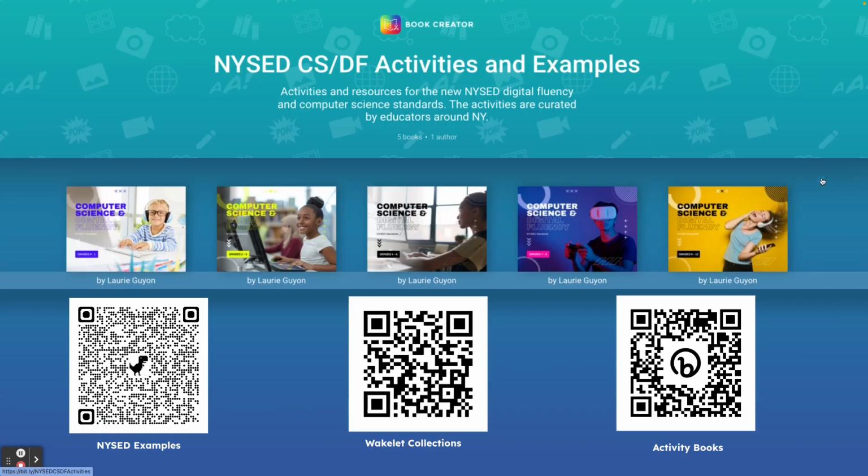On this page, you're going to see a lot of resources. The first QR code is going to take you out to the New York State Education Department examples. These were put together by educators across the state as ways to cover the standards. The center one is the Wakelet collection with a lot of resources well beyond this video that you can look through. And then finally, the QR code on the far right is going to be for the activity books that we're going to dive into today. You can click anywhere on this page in your slide deck to be able to access that page.